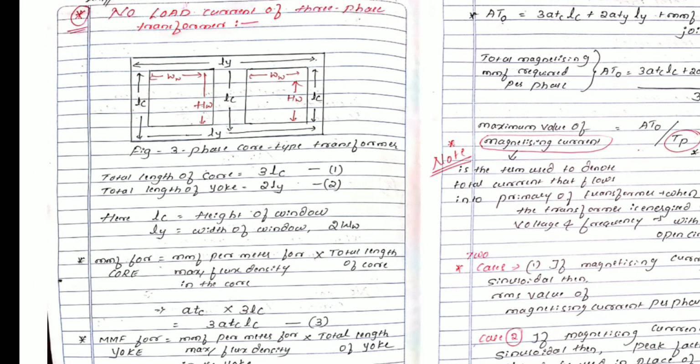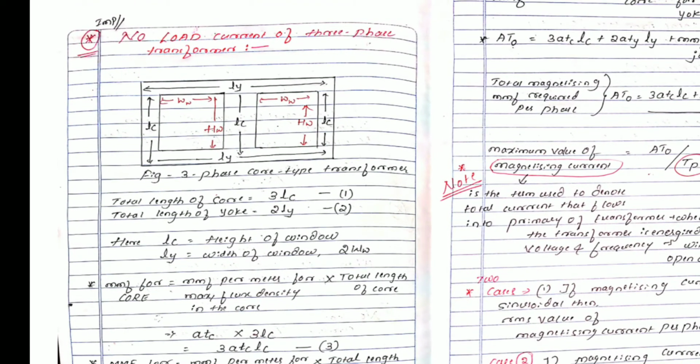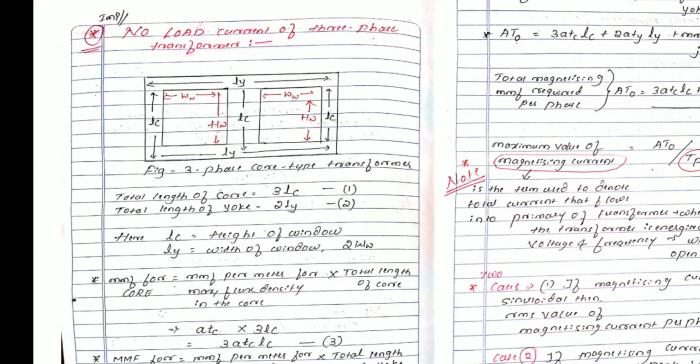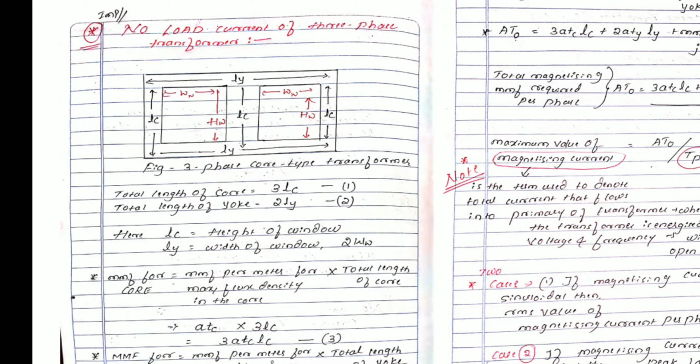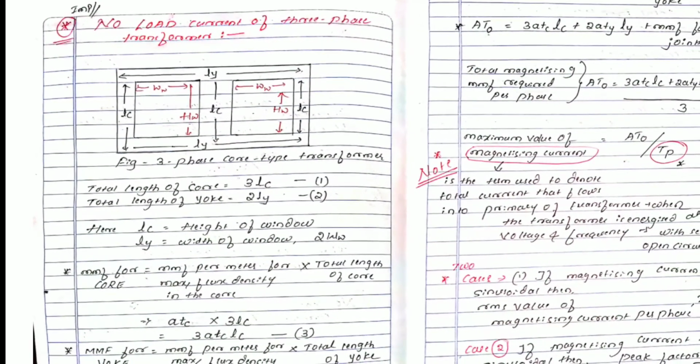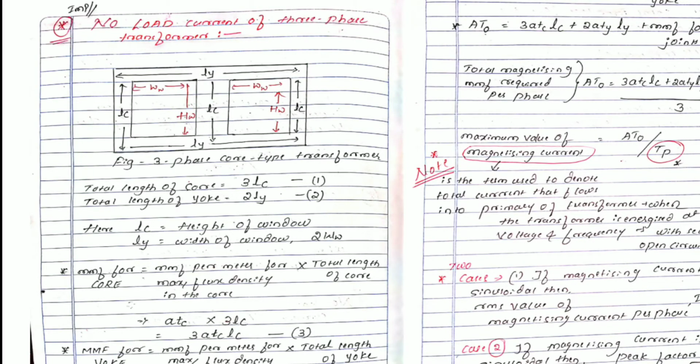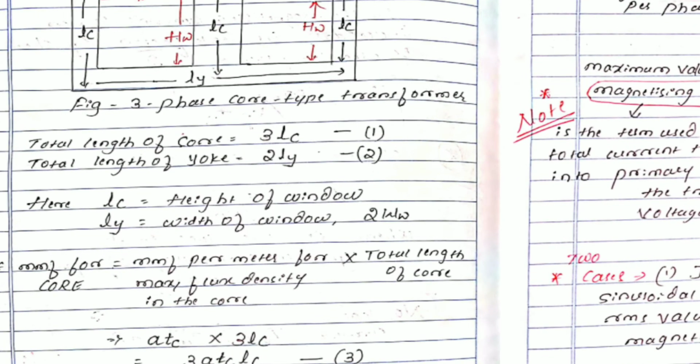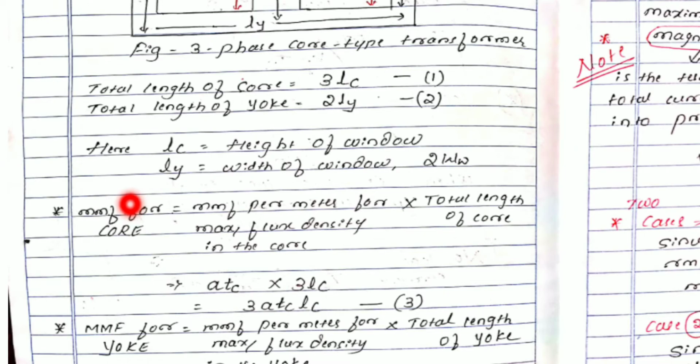So next, what I told in the previous derivation itself, the no load current of a three-phase transformer consists of two components. One is the magnetizing component, and one more is the loss component. This magnetizing component depends upon the MMF. So MMF of which sections do we have to consider now? One is the core section, one more is the yoke section. First, MMF for core: MMF per meter for the maximum flux density in the core into the total length of the core. MMF means ampere turns, C stands for the core, so MMF in the core is ATC, into the total length of the core. Total length of the core is 3 LC, so altogether it will be 3 ATC LC. Call this equation 3.